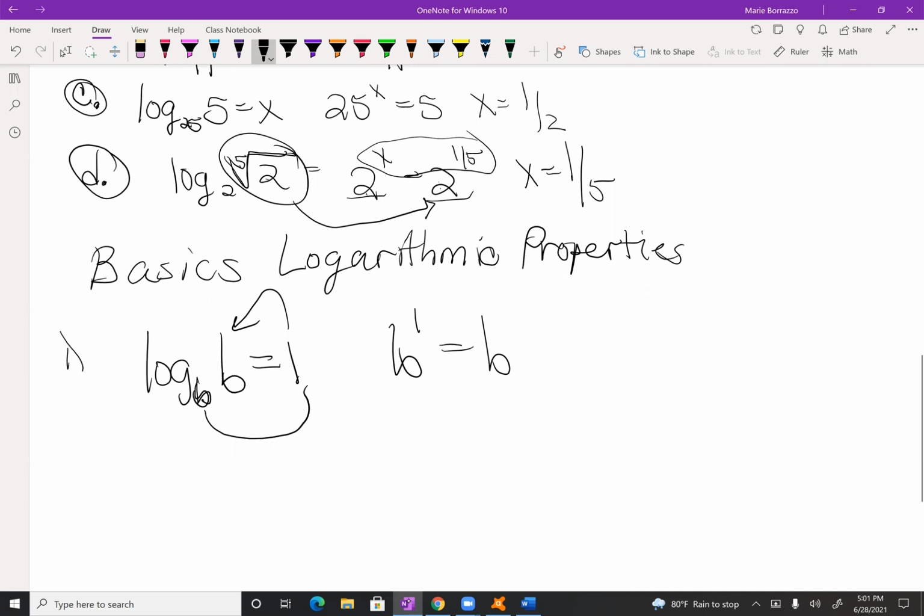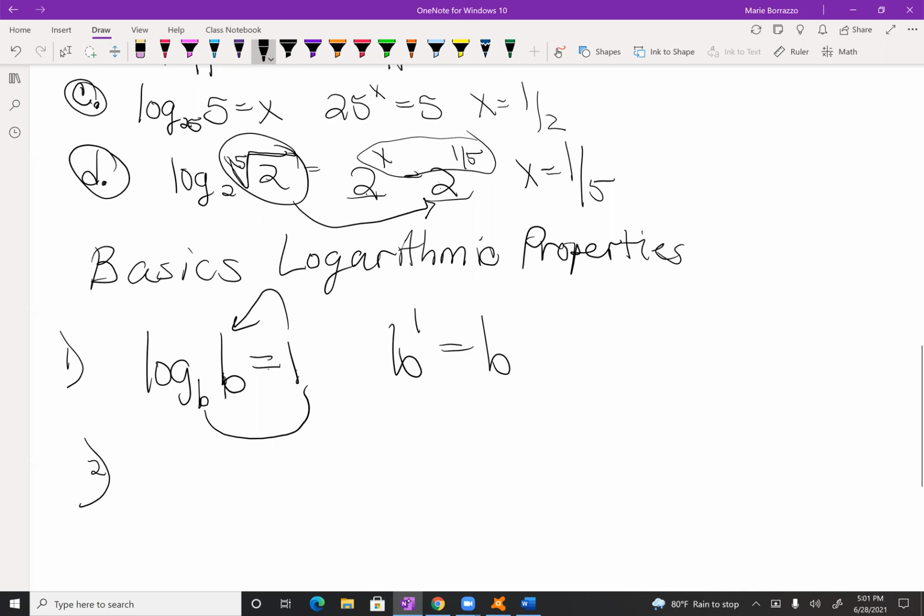What is that? Okay, does that log to the what is that? Log to the base b of b is equal to 1 because b to the 1 is b. Yeah, sorry. She said I write everything down, so I just wanted to know what that was.